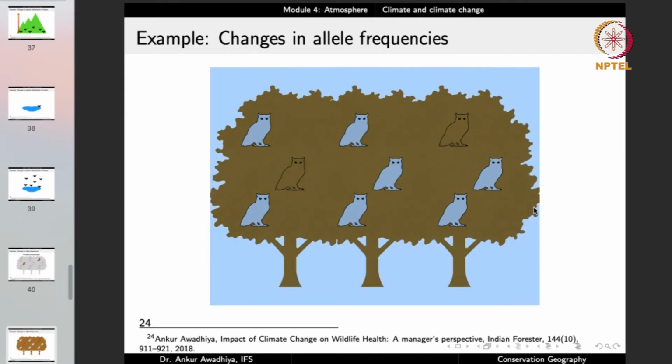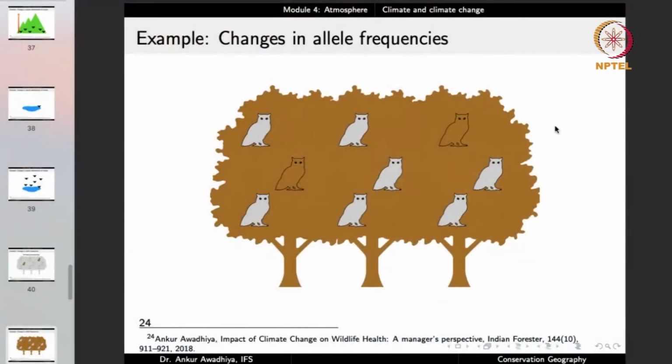The winter season has reduced. With a reduction in the winter season, the trees are no longer covered with snow for a majority of the time. When that happens, once you have a dark colored tree, these grey colored owls are very easily spotted by the prey. And now they have to go hungry. Whereas the dark colored owls are now better camouflaged. And what we are observing is that with time, we are finding a majority of owls that are now of a dark colored variant. So we are observing changes at the genetic level in the organisms.